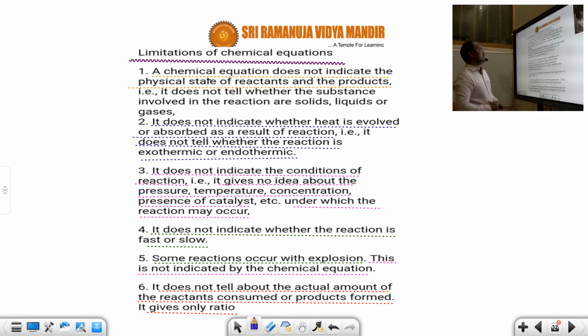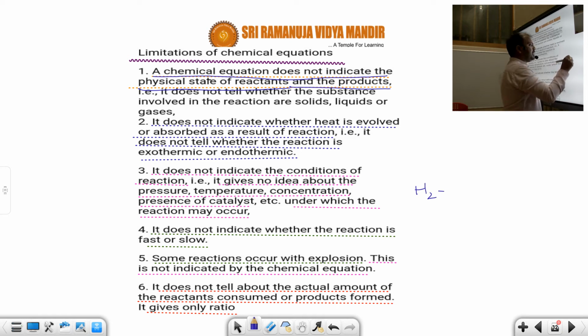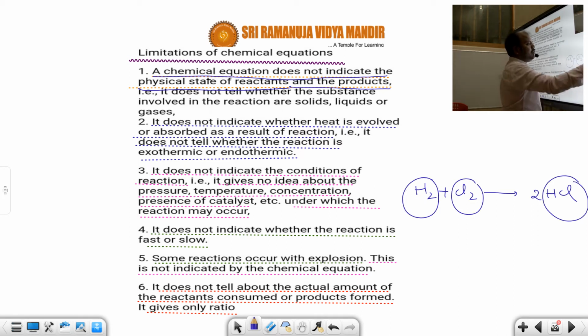What are the limitations of chemical equations? Generally, a chemical equation does not indicate the physical state of the reactants as well as the physical state of the products. For example, H2 plus Cl2 gives 2HCl. That means hydrogen combines with chlorine to form hydrochloric acid. In this chemical equation, we don't know whether it is present in solid state, liquid state, or gaseous state.